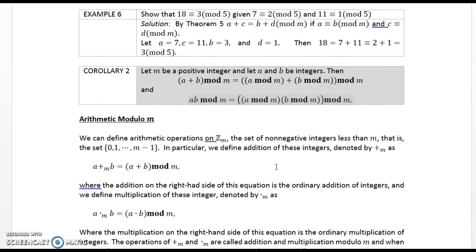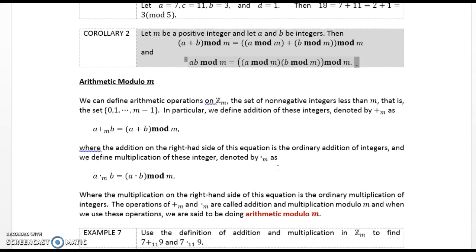Corollary 2. Let m be a positive integer and let a and b be integers. Then the sum a plus b mod m is equal to the quantity a mod m plus b mod m, that quantity mod m. And the product ab mod m is equal to the product of a mod m and b mod m, that product modulo m.